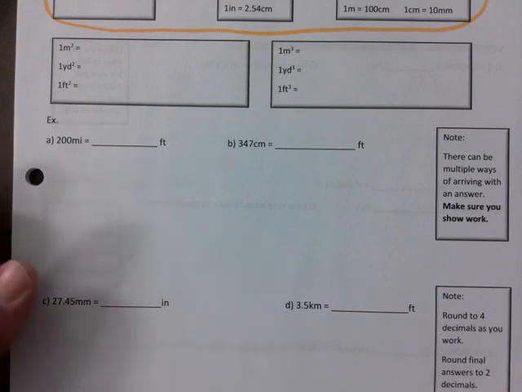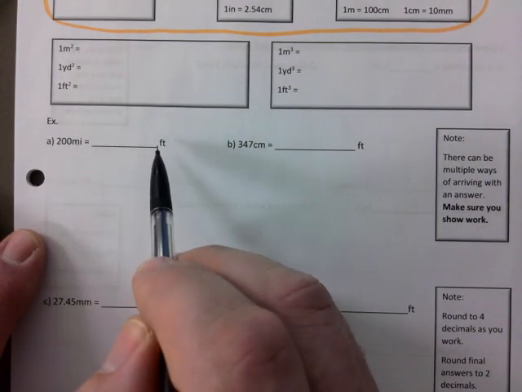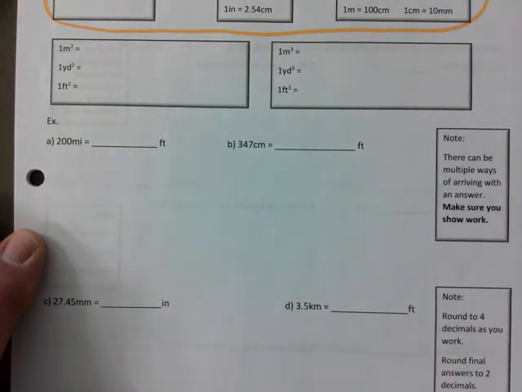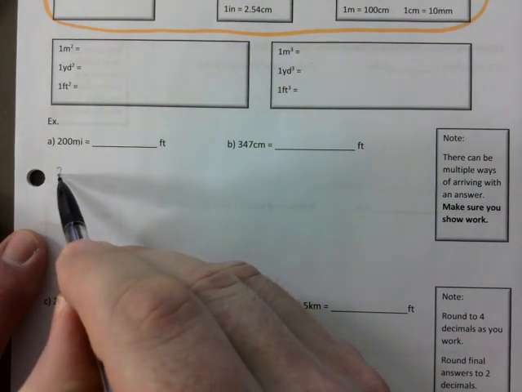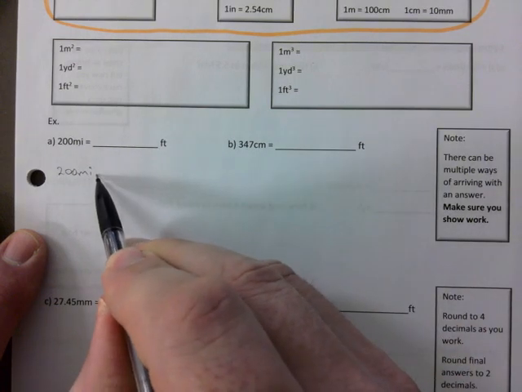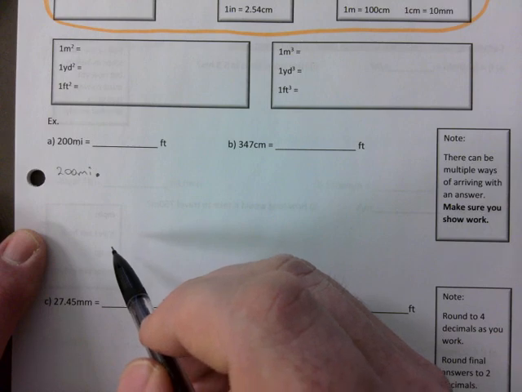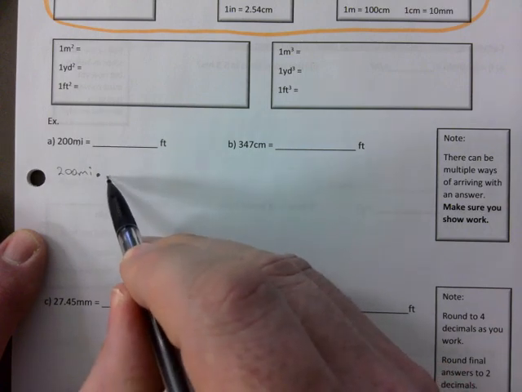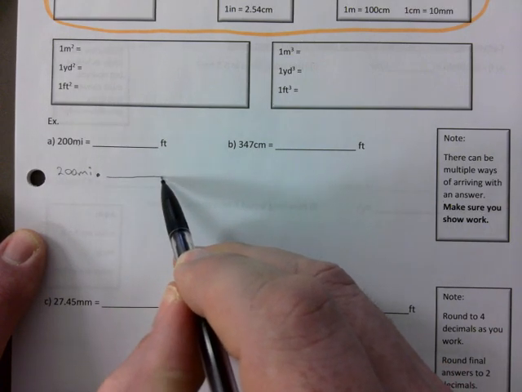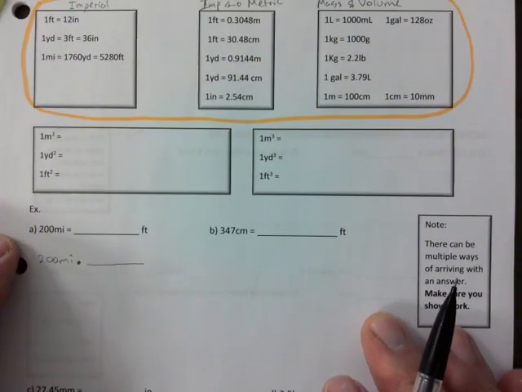So let's start here. If you want to go from miles to feet, so 200 miles to feet, this is how I show my work. I want you to show some sort of work where you show me the steps from one unit to the other. I will start with 200 miles, and then multiply it by the conversion rate or factor, and it's usually a fraction.